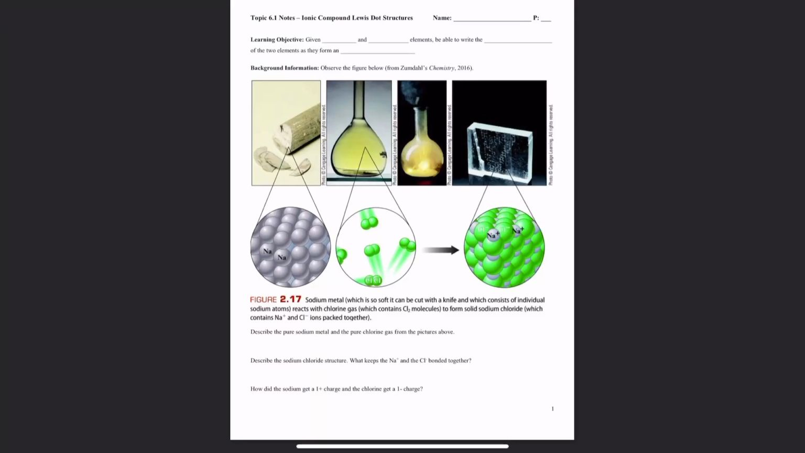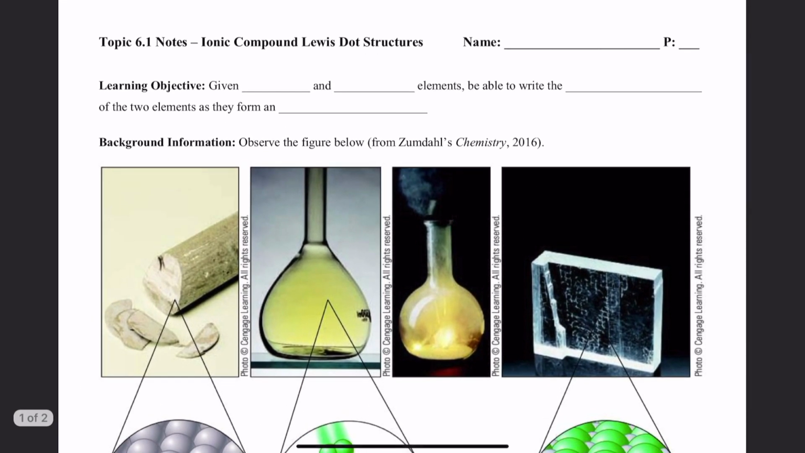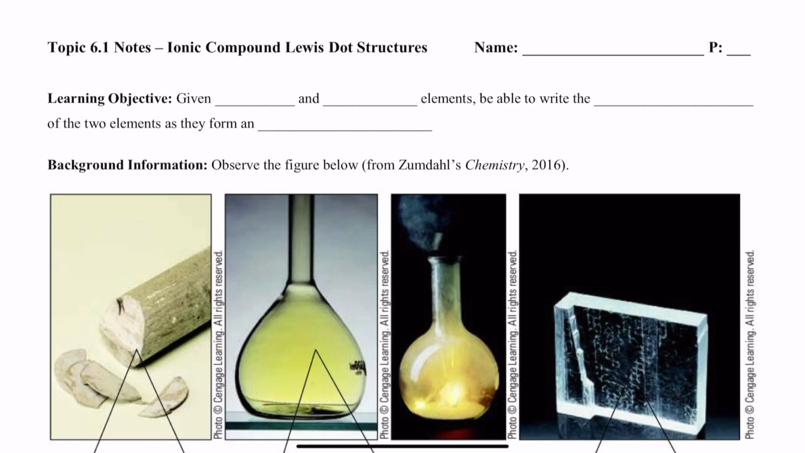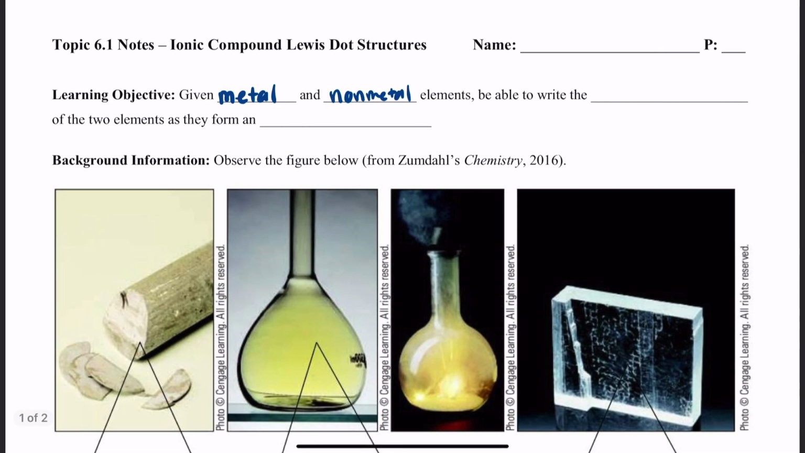Hey everyone, I wanted to do a quick video of ionic compound Lewis dot structures. In today's video, this lesson here, whenever we're given a metal and a non-metal element, we know those form ionic compounds, but we want to be able to write the Lewis dot structure. We'll learn what that means: the Lewis dot structure of the two elements as they form an ionic compound.